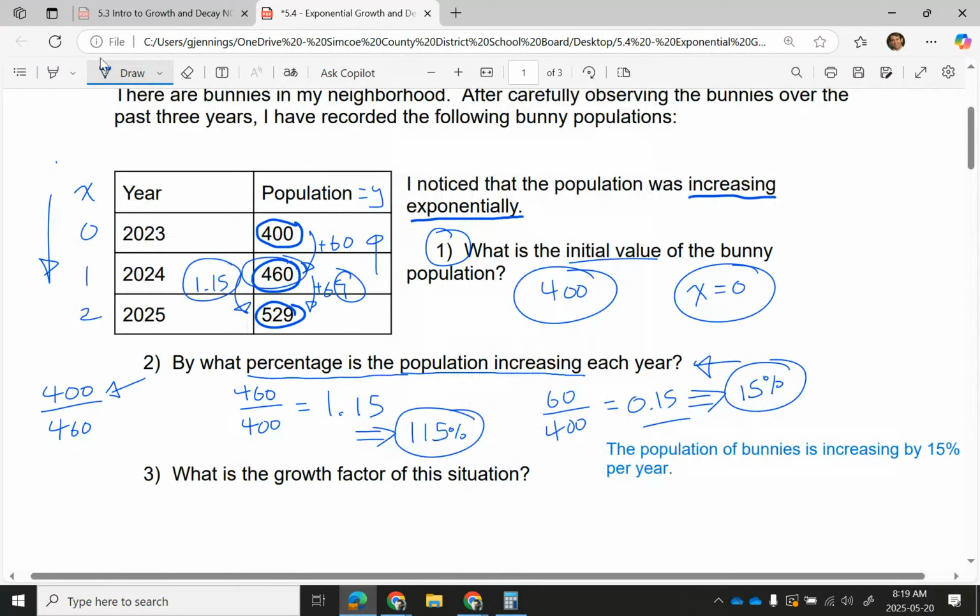You're going to take the two values and divide them. It will give you the percent. If you say, I can see that there's been 60 growth and divide that by 400, you will get the percentage growth without the 100% in there.